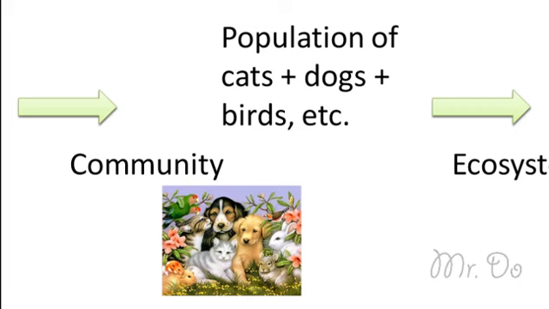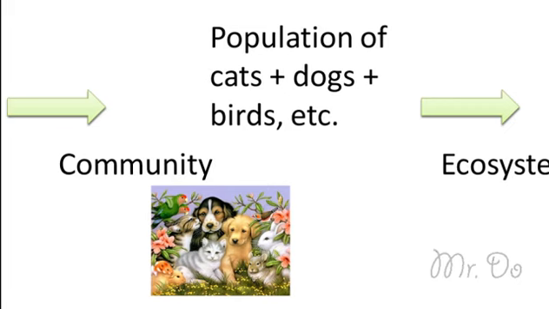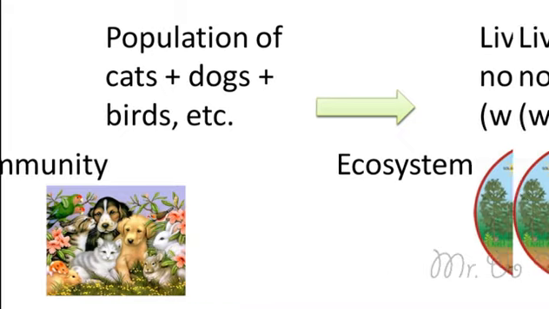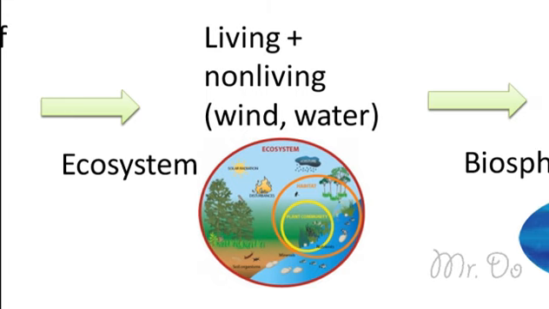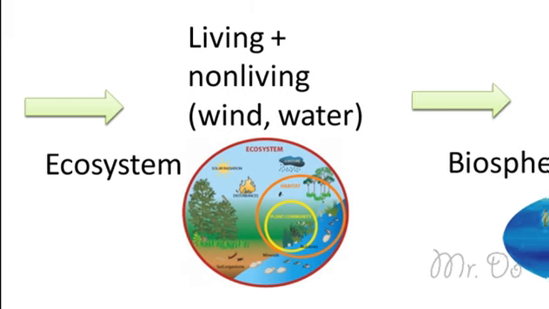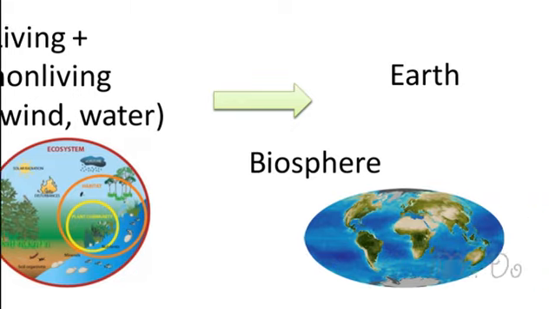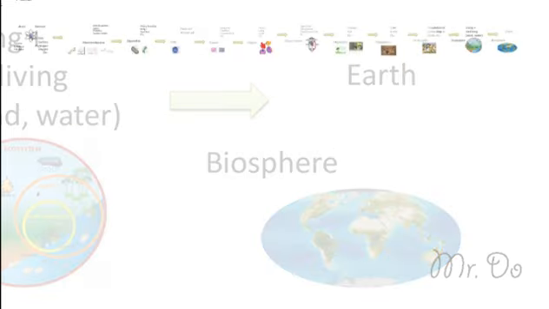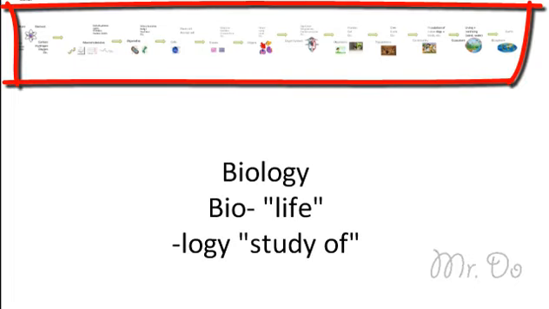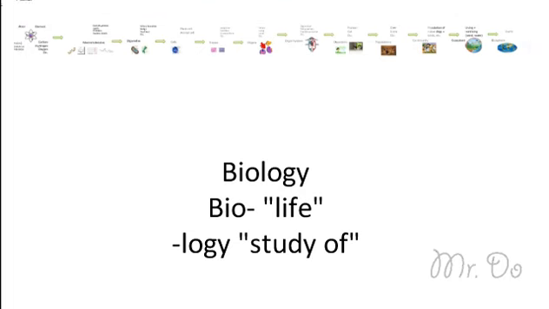When you have a mixed population, then we have a community, like cats and dogs and birds. Now, when you have a bunch of things in a community that is living plus the non-living stuff like wind and water, we have an ecosystem. And when you have a bunch of ecosystems around the world, you have a biosphere, also known as Earth. So this whole section right here, the study of life, from the smallest to the largest thing, that is biology.